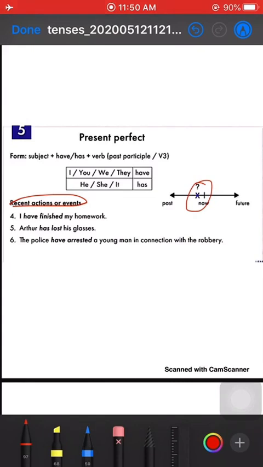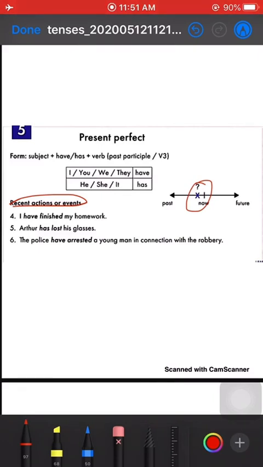Here's another sentence. Arthur has lost his glasses. We don't say when, because the important thing is that now Arthur doesn't have his glasses. One more example. The police have arrested a young man in connection with the robbery. So there was a robbery in the neighborhood recently. Now the police have a young suspect in custody. The exact time of the arrest is not important. In all of these sentences, if you mention the specific time, you should use the past simple tense.